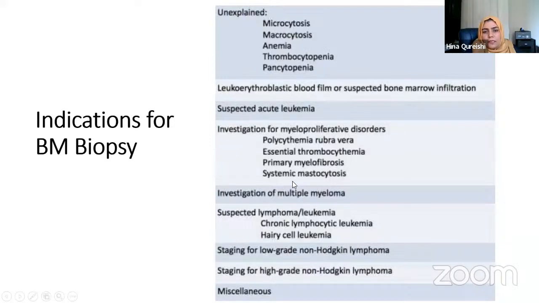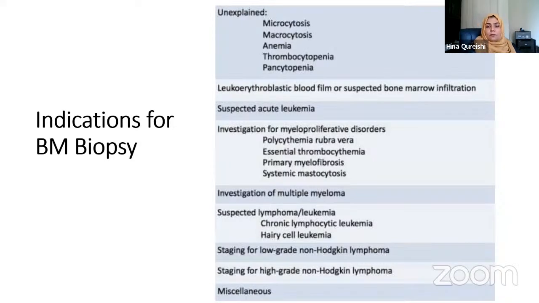It's also done in investigation of myeloproliferative disorders. These are disorders where the bone marrow is producing cells in excess, and they spill into the peripheral blood. So the counts usually are very high in these patients. So bone marrow biopsy gives a good idea about the different subtypes and helps in the classification.